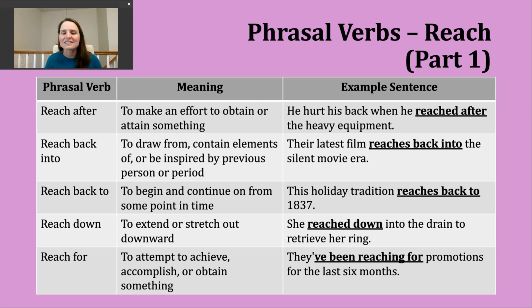An example of this: they've been reaching for promotions for the last 6 months. Okay, here's an example of the present perfect progressive or present perfect continuous. So we're talking about a group of people who have been trying to achieve a promotion, right? A better title, probably more money during this previous period of time.